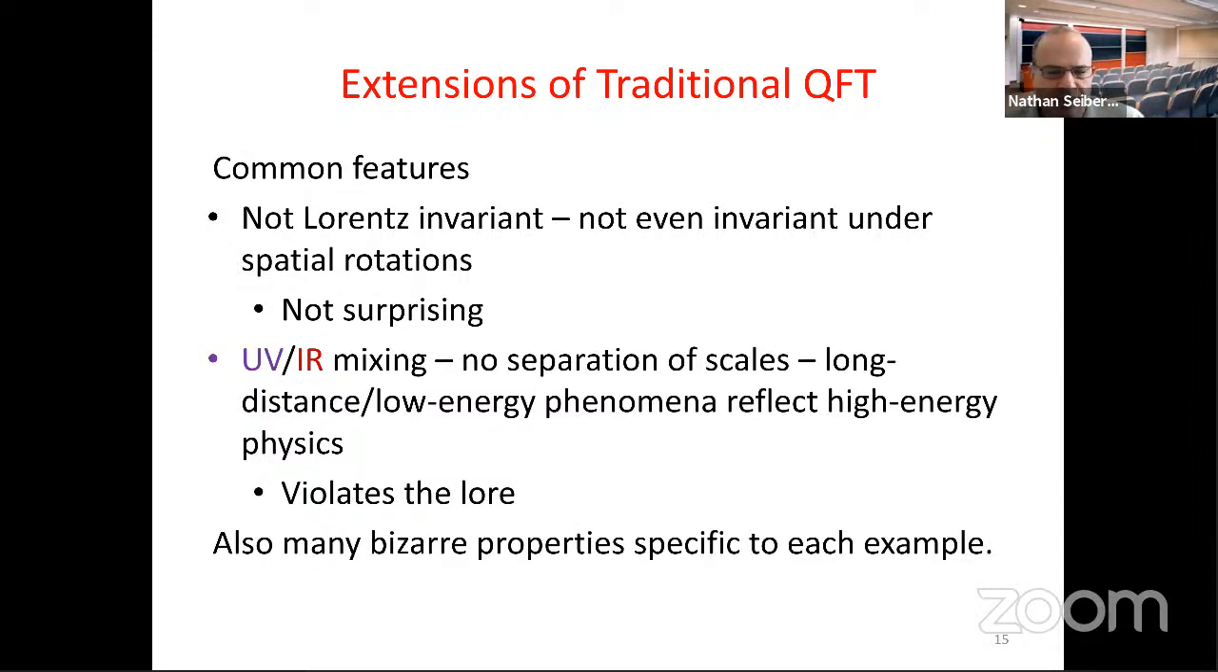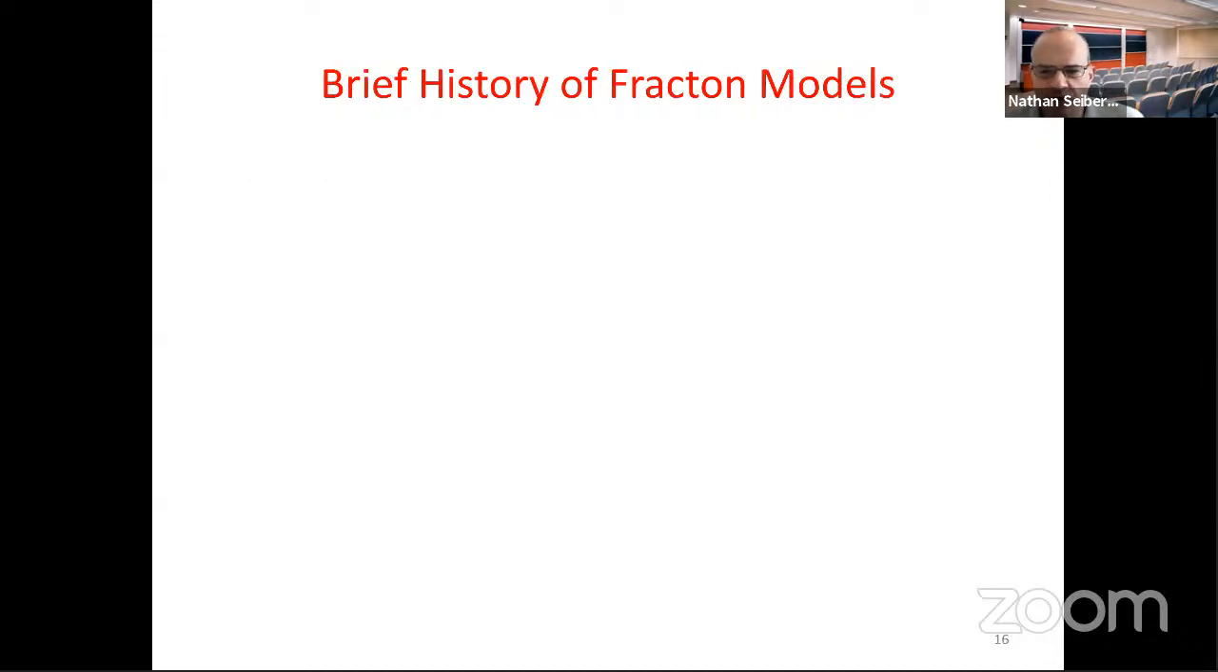Now, I mentioned some examples and some common features. There are also many bizarre features that are specific to each model, and I don't yet see them as a common thing. So now what I'm going to do in the coming slides is focus on the second class of examples, these fractals. First, I'll give a brief history of fractals, of how we got to where we are, and then I'll talk about more modern developments. So let me start with the brief history of fractal models.